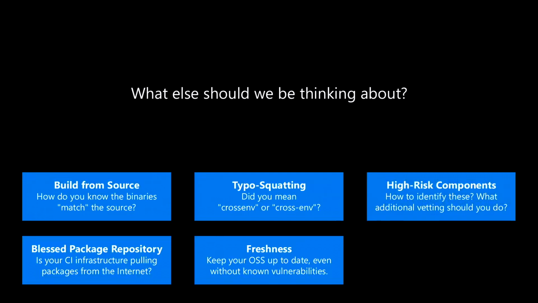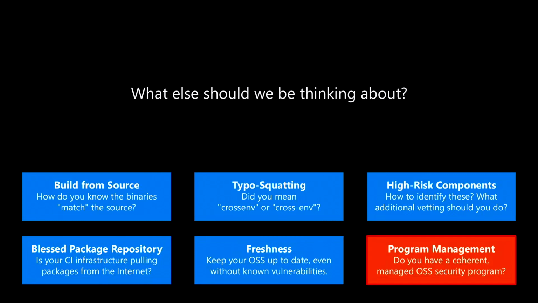Analyzing high-risk components: it's easy to say, oh, this is a high-risk component, and usually when you look at it, you can do it. How do you do that at scale? So looking for ways to identify from a very large set of open source components which ones you should be looking at yourself. And then tying this all together into a coherent program management around open source.